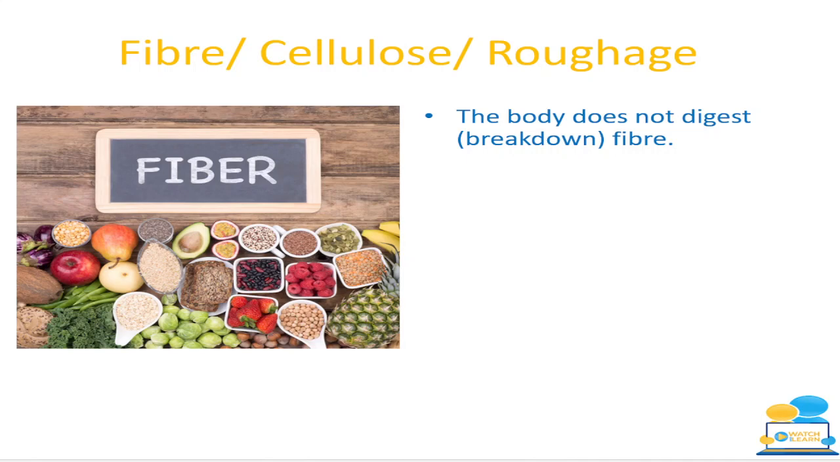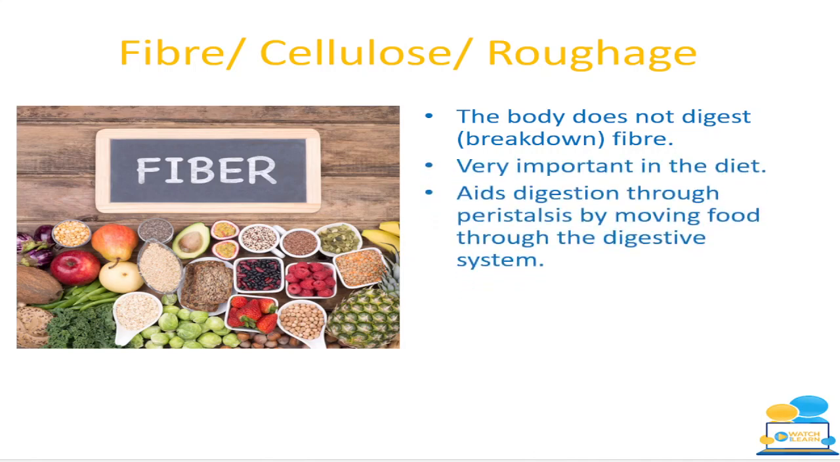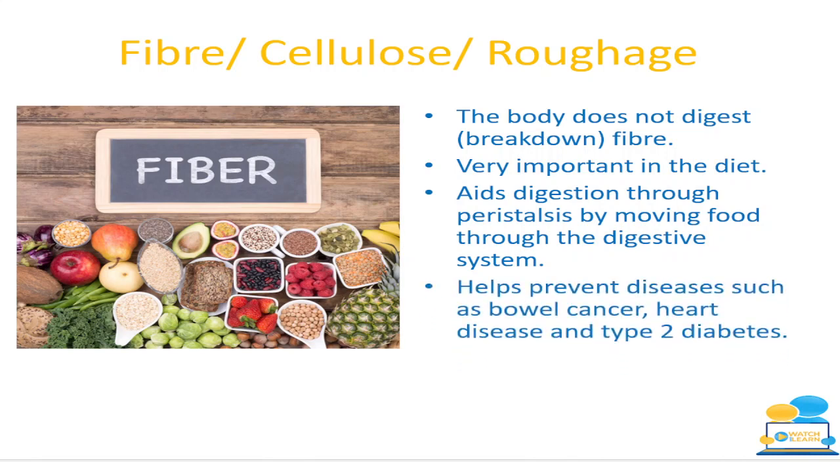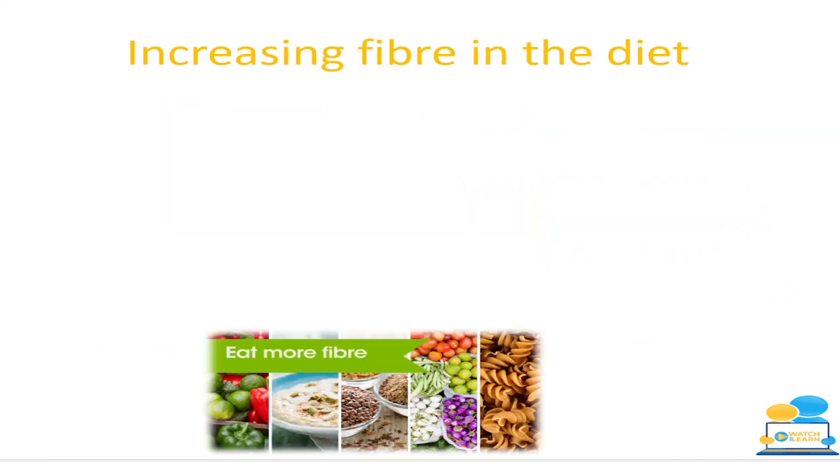Okay, so if a person is constipated, it means they can't get rid of their feces, and this means that they are lacking in fibre. So it's very important in the diet. It aids peristalsis, helps prevent bowel diseases, bowel cancer, heart disease and type 2 diabetes.